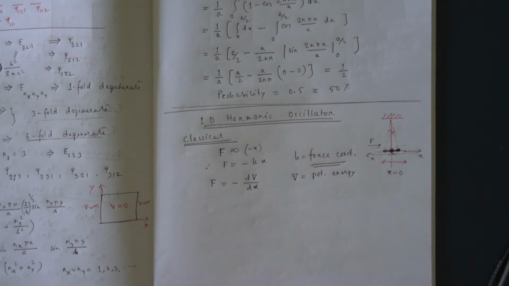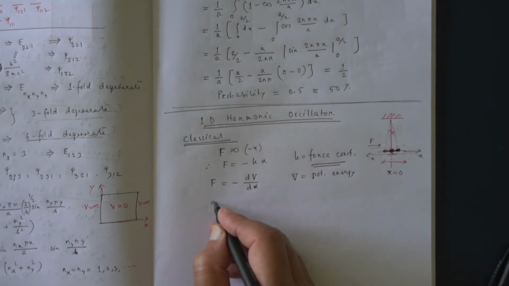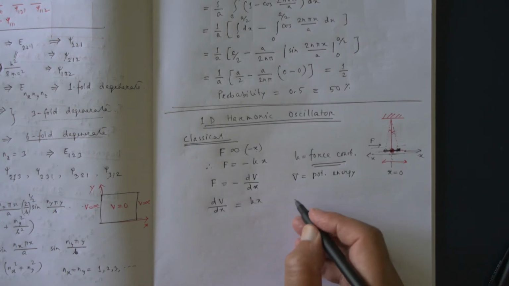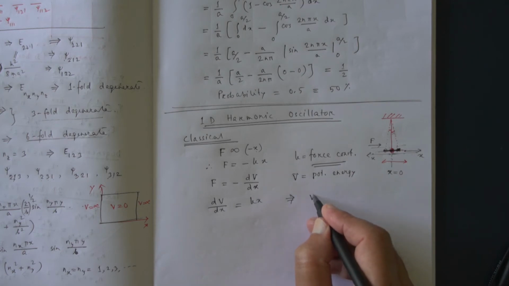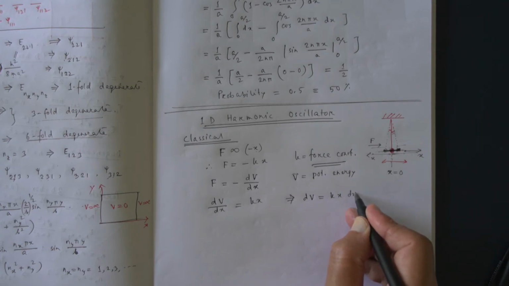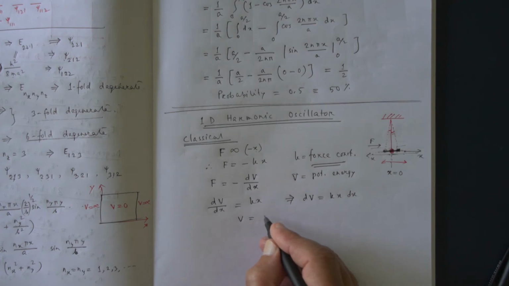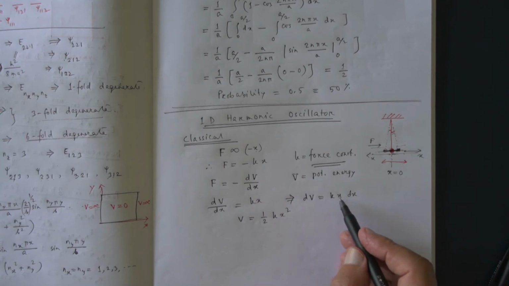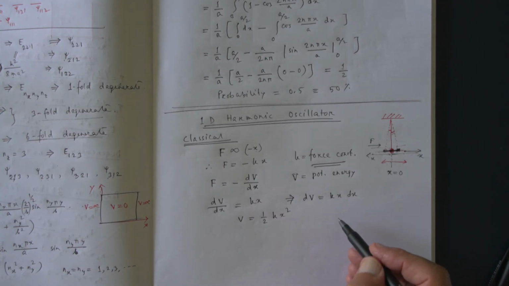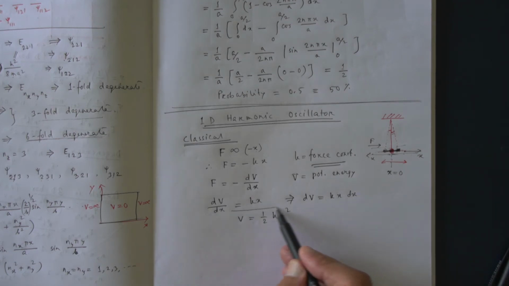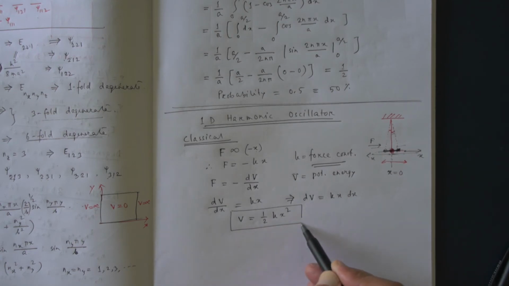So from these two, we can write that dV/dx equals kx, so dV equals kx dx. If we integrate, we get V equals half kx squared. When integrating we get a constant, but we are neglecting the constant here. So we get potential energy equal to this.